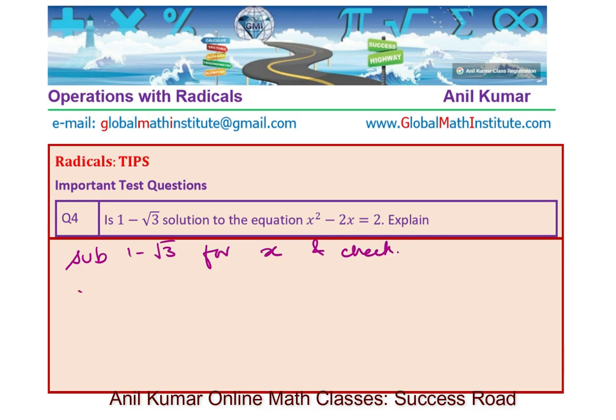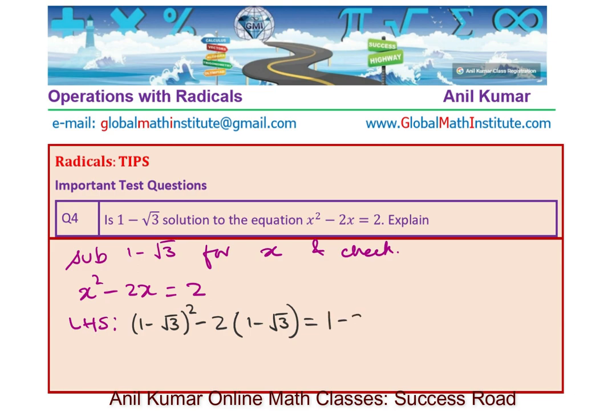So let's do it. So we have x square minus 2x equals 2. Let's begin with the left hand side, right? So on the left hand side we substitute x as 1 minus square root 3. So we have (1 minus square root 3) whole square minus 2 times (1 minus square root 3). Let's expand this. (1 minus square root 3) whole square I could write as 1 minus 2ab, which is 2 square root 3, and square root 3 square, which is 3. And then here we have minus 2, and we have plus 2 square root 3.